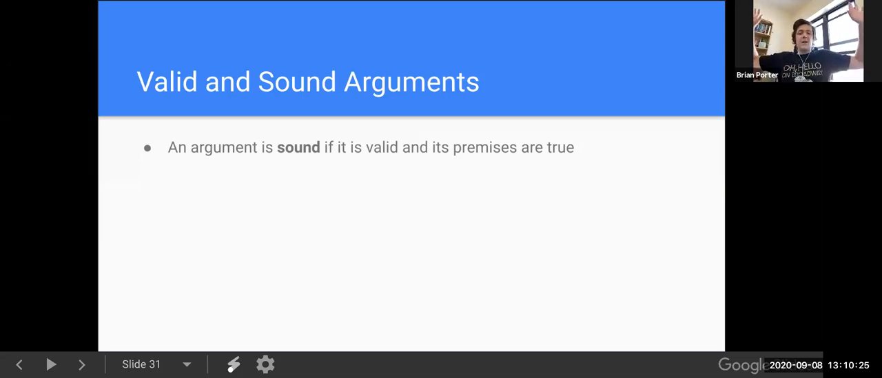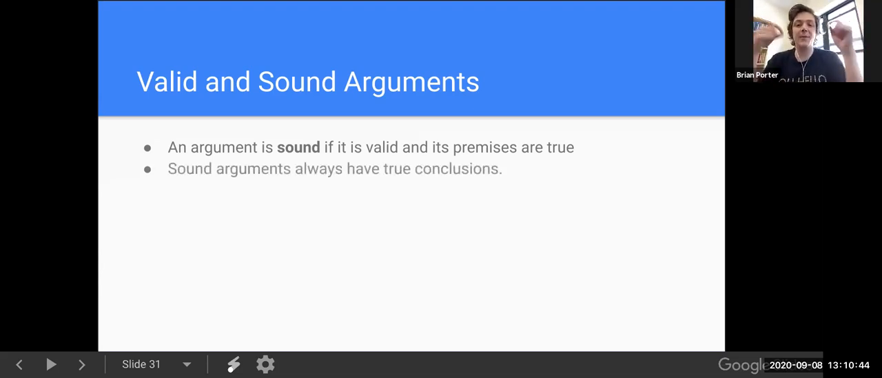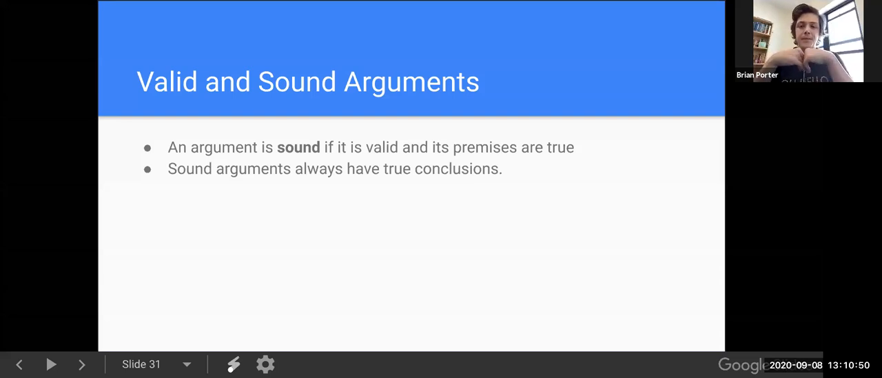So we've said a valid argument's not enough. You might have a false conclusion, even if the argument's valid. So what we really want are sound arguments. And a sound argument is an argument that is valid and has true premises. So if an argument is valid and its premises are true, then the argument is sound. That's what it means for an argument to be sound. Valid and the premises are true.